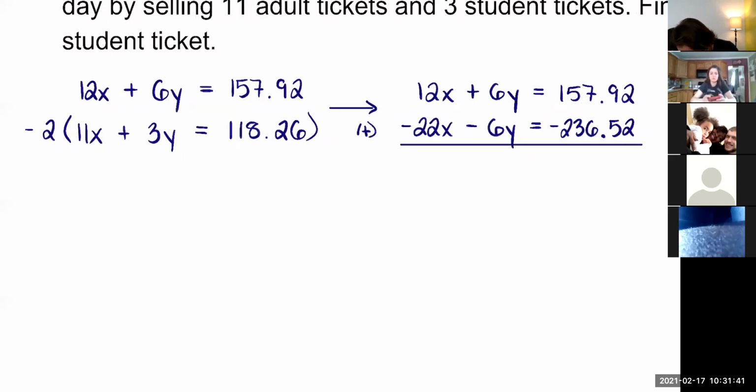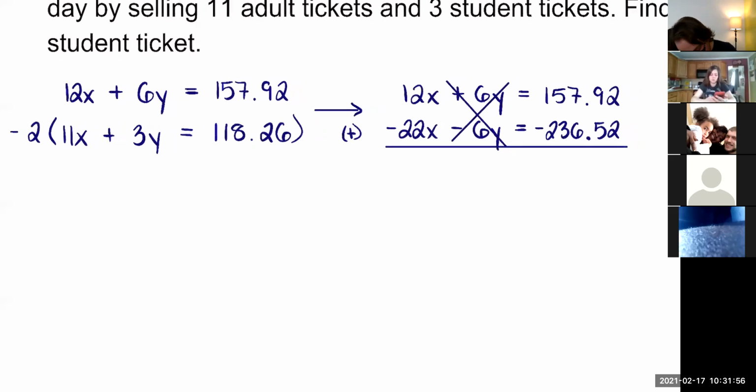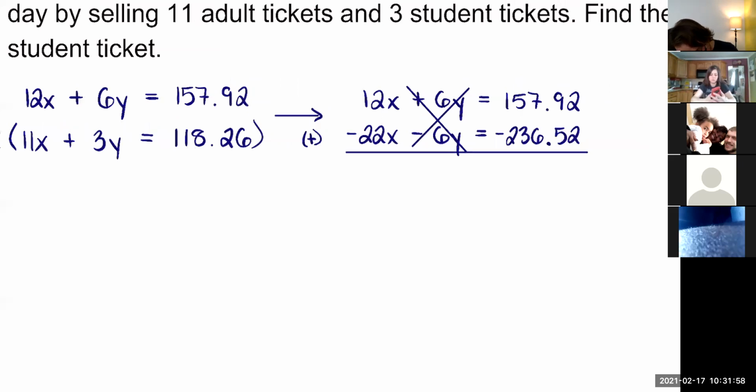So just like all the other problems, again, we're pretending there's no story here. We're just solving a system. When I go through to add these 2 equations together, the y's are going to eliminate because 6y plus a negative 6y is 0. The 12x plus negative 22x is going to give me a negative 10x. And then the negative 236.52 plus the 157.92 is going to give me negative 78.6.